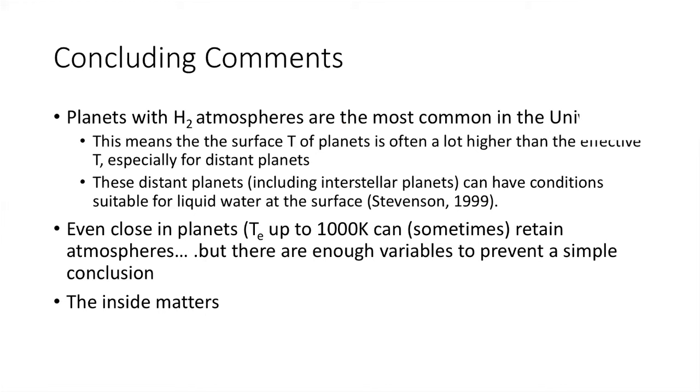I also think, and this is an old story of mine, that you can have distant planets with hydrogen greenhouses, including interstellar planets that have warm surfaces and can have oceans. I published this long ago in Nature. I'm not going to use the H word. I don't like the H word, but that's what I'm getting at. Even close-in planets with effective temperatures up to 1,000 Kelvin can sometimes retain atmospheres.